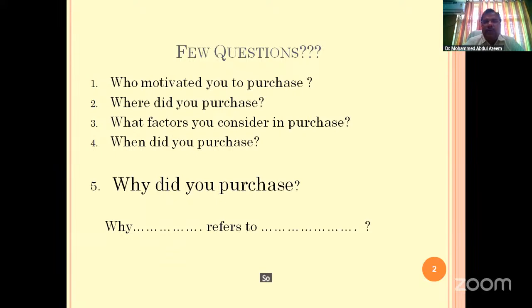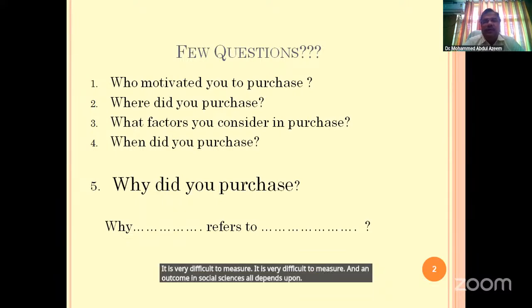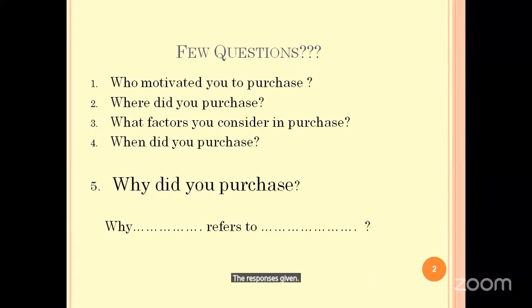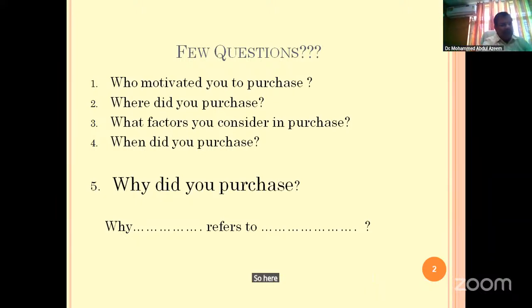So, it is our primary duty while asking the questions to the respondent, we should take all precautions that the respondent gives correct responses, correct answers, so that the solution is directly related to what the responses have given. So again, these kind of words like attitude, perception, behavior, it is very difficult to measure. And an outcome in social sciences all depends upon the responses given on these things only.